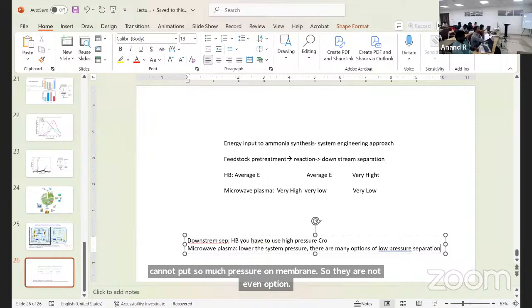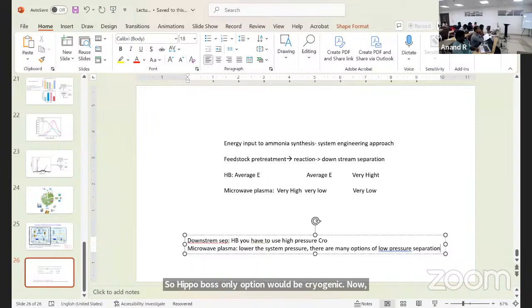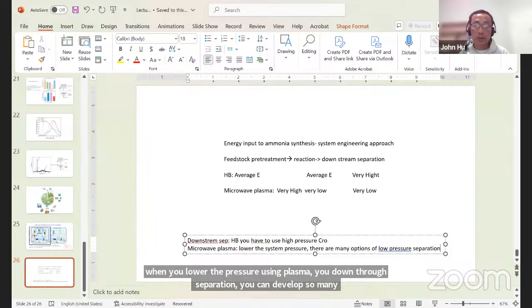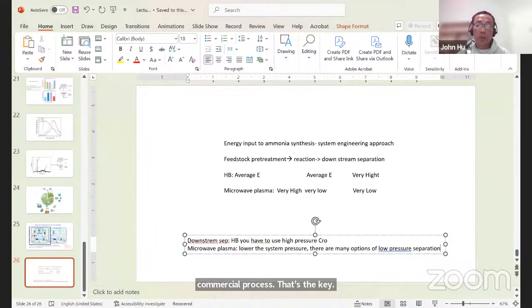Now, when you lower the pressure using plasma, for downstream separation you can adopt so many commercial processes. That's the key. Microwave plasma, lower the pressure, leaves you a lot of options. That's energy saving.